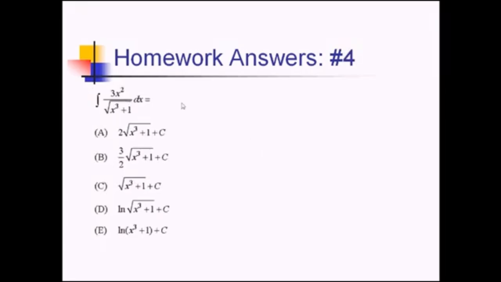For number 4, I'm trying to find the indefinite integral of 3x squared over square root of x cubed plus 1. So for this one, since I noticed that I've got an x cubed and an x squared in the same problem, basically a function and its derivative, I'm going to try integration by substitution. Let's let u equal x cubed plus 1. I don't want to mess with the square root. Let's just deal with the x cubed. Du is going to be then 3x squared dx. And I know I'm going to have to substitute back in for dx, so I'm going to divide by 3x squared to get dx by itself.